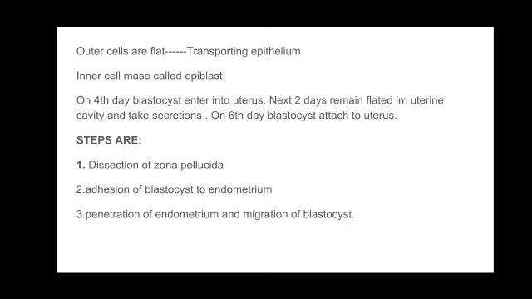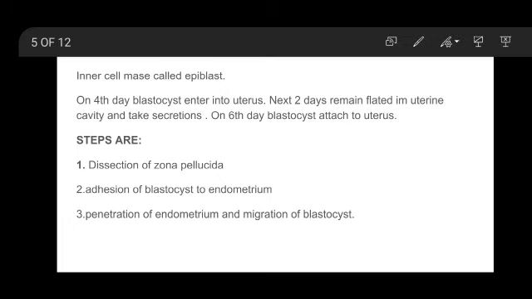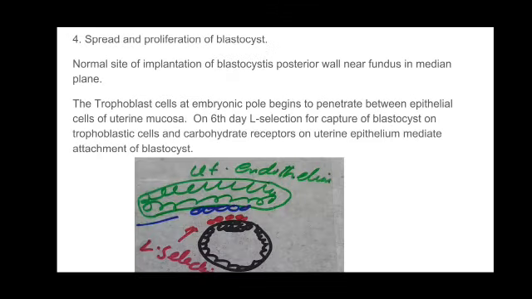Number 3 is the penetration of the endometrium and migration of the blastocyst, in which the zona pellucida, number 1, is broken down and the blastocyst adheres to the endometrium of the uterus. Then the blastocyst penetrates and embeds in the endometrium. These are the 3 steps. Step 4 is the spread and proliferation of the blastocyst.